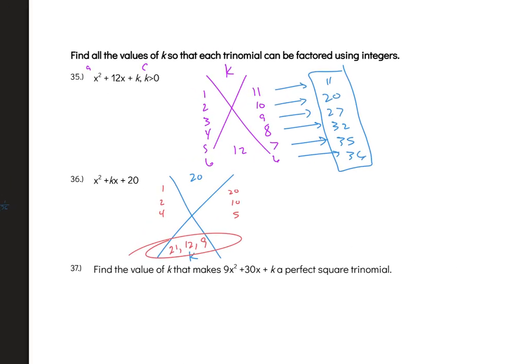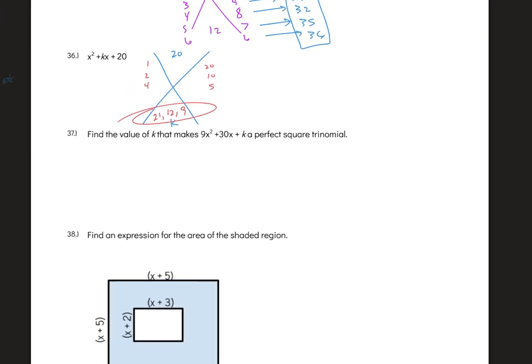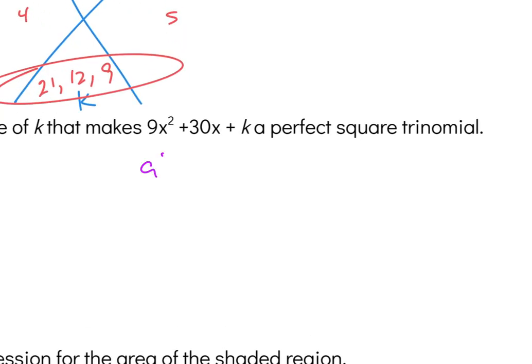And again, we want k to be factorable using integers. So hold up. This one doesn't say that k has to be greater than 0, but I guess that doesn't actually matter in this scenario. That's just it. Find the values of k that make that thing a perfect square trinomial. Okay, so this looks like a squared plus 2ab plus b squared. So b squared must be k, essentially. So a is 3x.